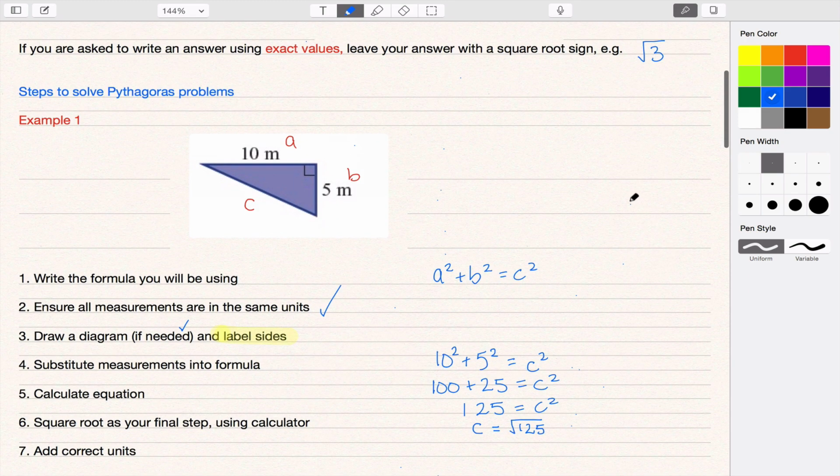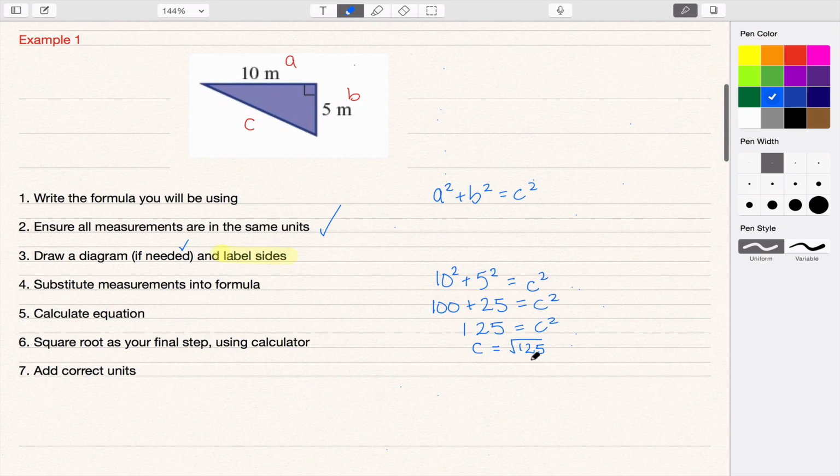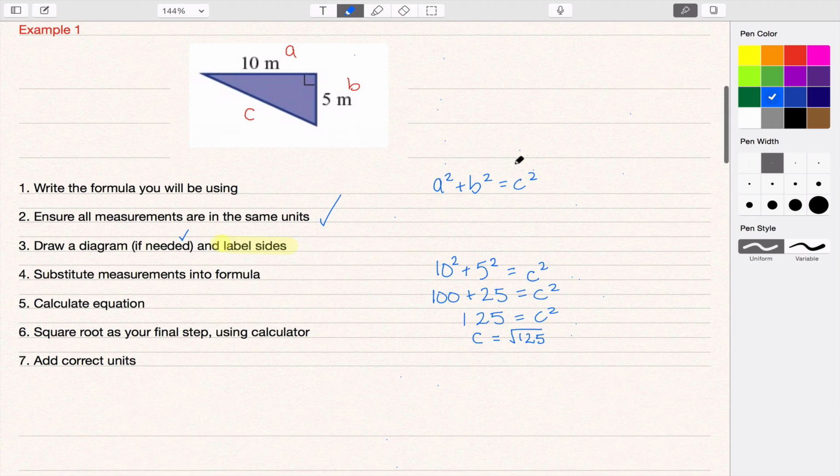And this is what I was saying earlier up here. If you're asked to write an answer using exact values, then you just leave your answer like this: C equals square root of 125. That's your final answer. If you are asked, and most of the time to do with measurement, we're going to be asked to simplify it. So we need to put it into the calculator. And when we do that, we get C equals 11.18.